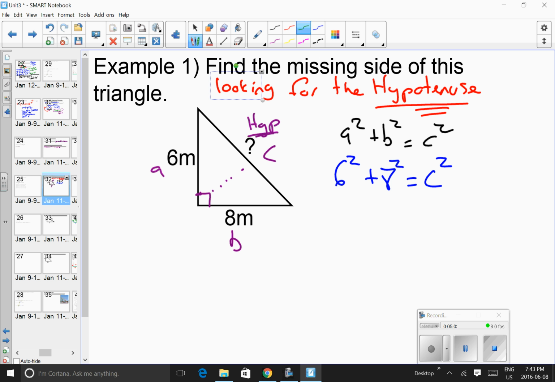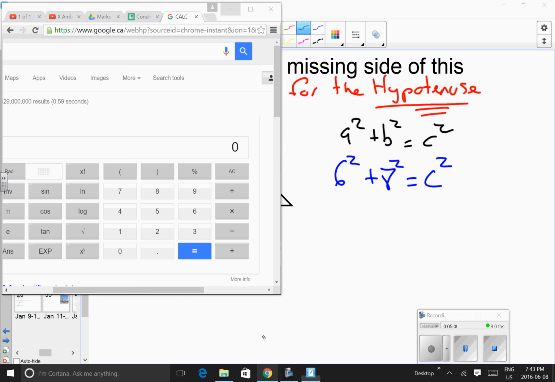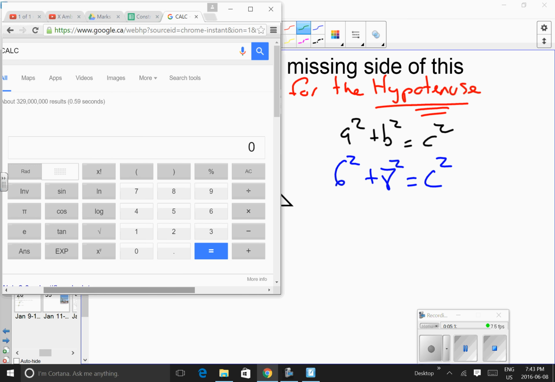Second step is to get rid of the squareds. So 6 squared is, well, we can do two things. If you go to your calculator, some of you will have a squared button. My Google calculator doesn't. So what I can do is 6 and then the x to the y button to the power of 2. Right? So I know 6 squared is 36.